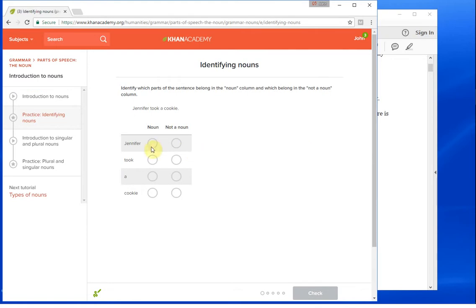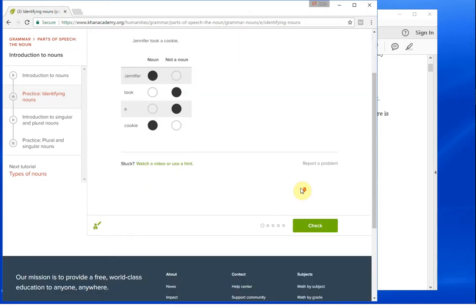Jennifer, that's a person, so she's a noun. Took, I think that's a verb, so not a noun. A is an article. I don't think articles are nouns, so not a noun. And cookie is a noun. Did I get it right? Yeah. Okay. And here, get 5 questions correct in a row.